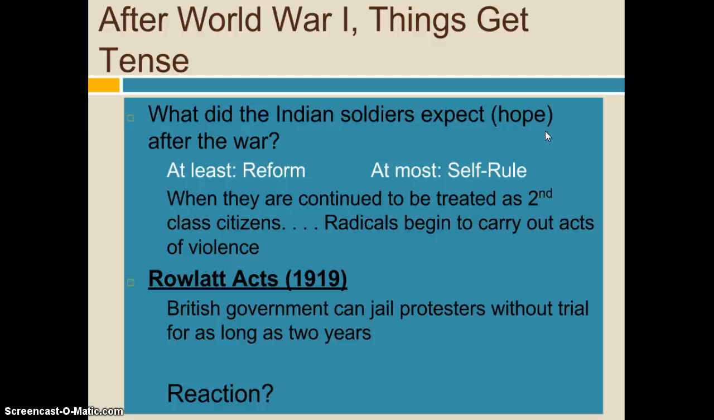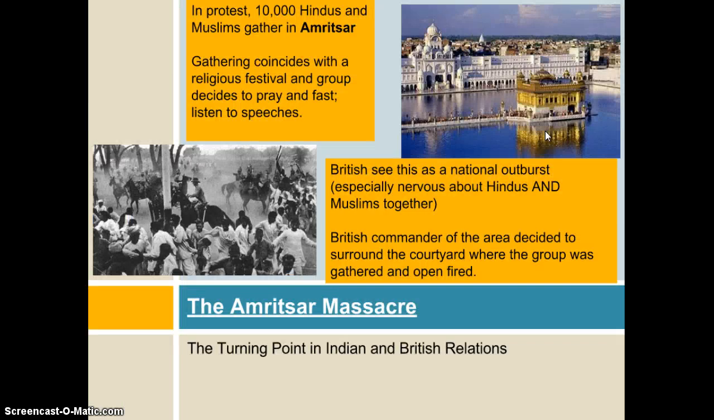And so in response, the British passed the Rowlatt Acts in 1919. And so you can read there that they can put protesters in jail without trial. And the Indians know what civil rights are and what the British have, so this is a huge slap in their face. So if you recall, one of the major turning points in Indian-British relations is the Amritsar massacre.